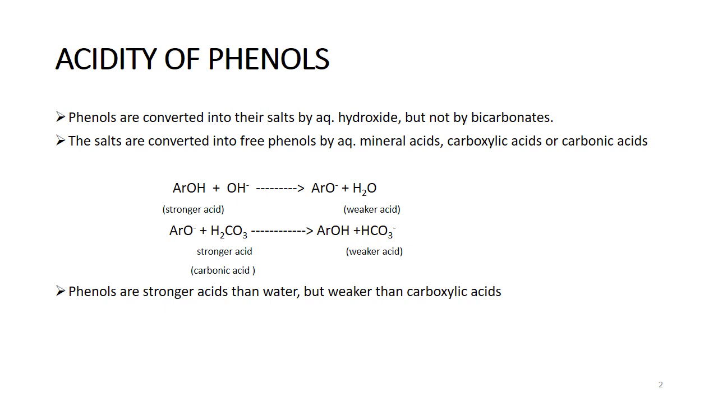So in the second equation, the ArO minus, the phenoxide ion, on treatment with a mineral acid like carbonic acid H2CO3, accepts a proton. Mineral acid H2CO3 is a stronger acid, so it donates a proton to this phenoxide ion, or we can say that the phenoxide ion accepts a proton from the stronger acid and is converted to phenol. So phenols are stronger acids than water but weaker acids than carboxylic acids.